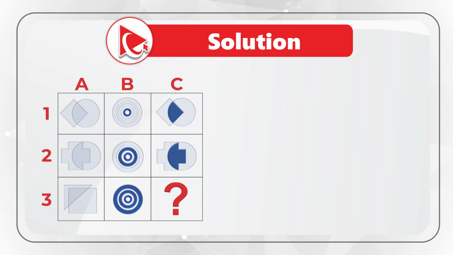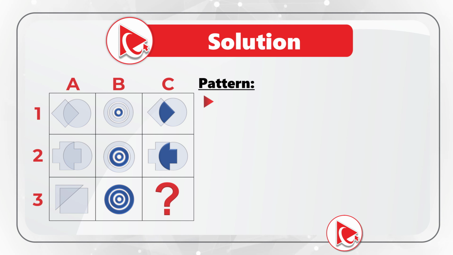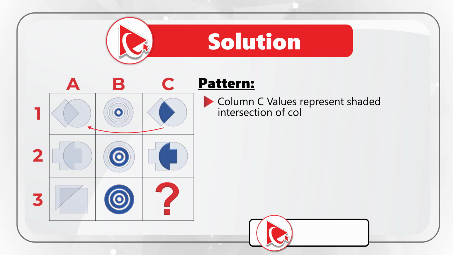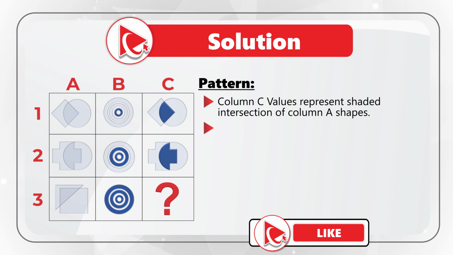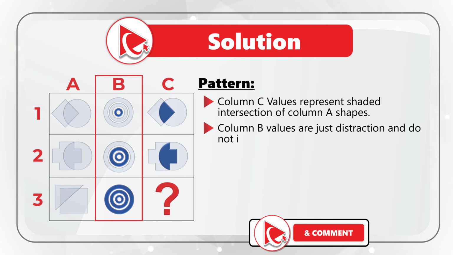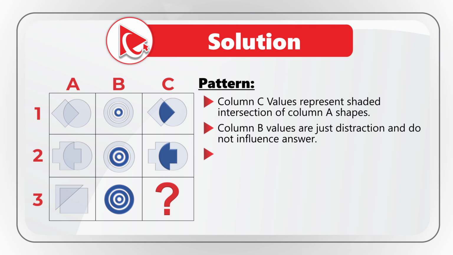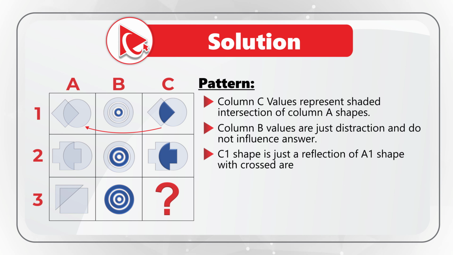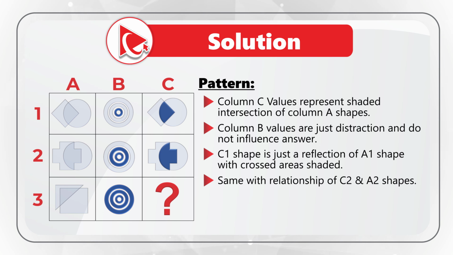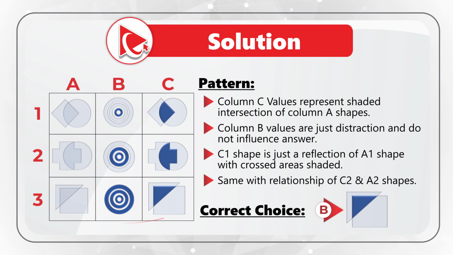And you probably noticed here, but column C values represent the shaded intersection of column A shapes. And considering this, column B values are just a distraction and do not influence the answer in any way. For example, C1 shape is just a reflection of A1 shape with the crossed shaded areas. Same with the relationship between the C2 and A2 shapes. Considering this, the correct choice here is choice B, where triangle and square are intersecting, and there's a shaded gray area on the intersection.